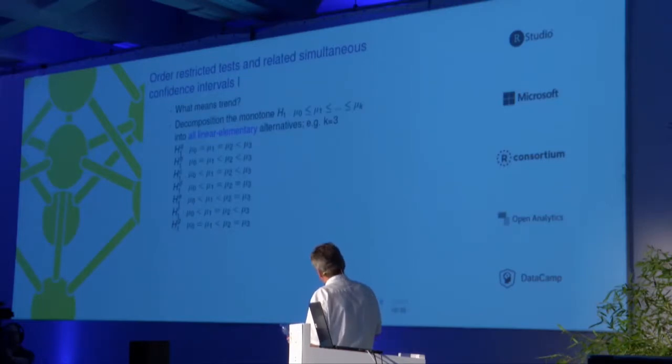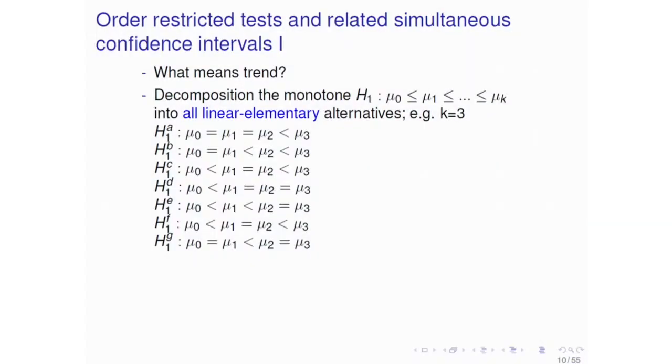And again, I want to show you how simple it is to decompose this general alternative into all linear elementary ones. Many people have problems believing that this is a trend: nothing happens, and only for the highest dose or intensity do we have an increase. So it's like a two-sample test problem. It belongs to this.